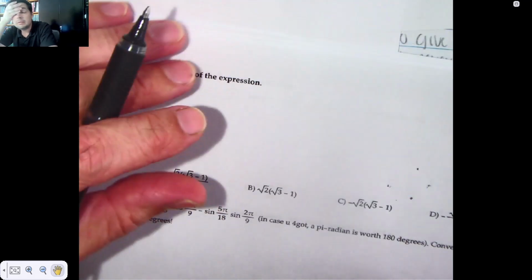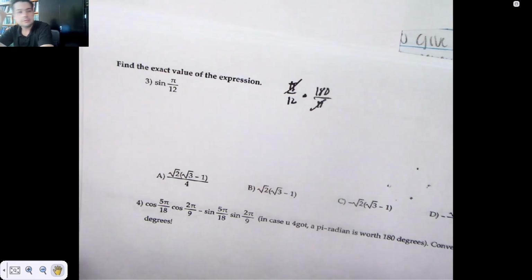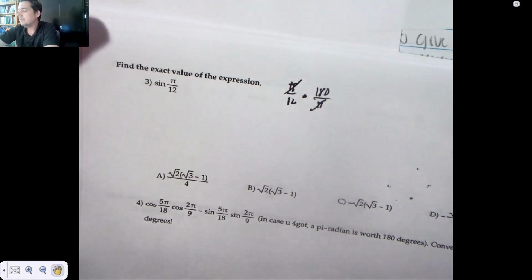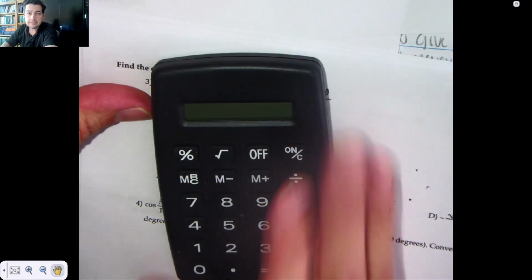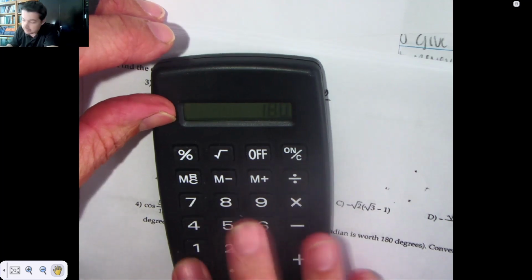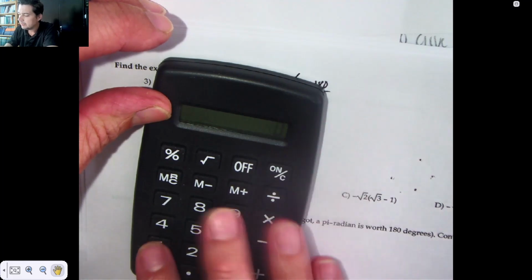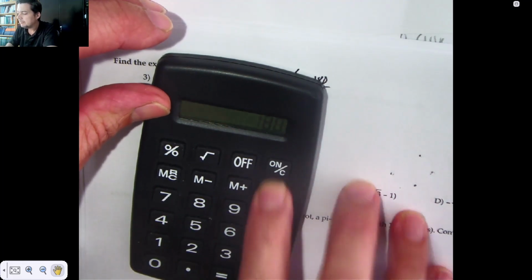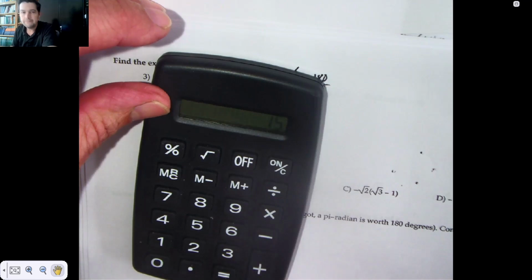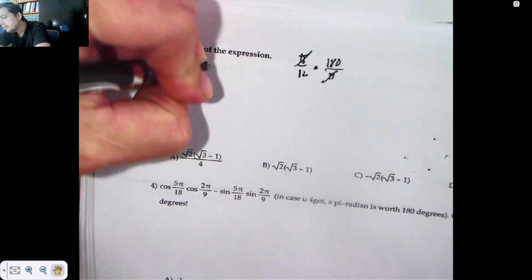Sine of pi over 12, what you should probably do is convert that into degrees. Take pi over 12, you multiply it by 180 over pi, the pi's cancel, and if for some unknown reason you can't figure out what 180 over 12 is, you do have access to these little calculators. You can type in 180 divided by 12, and you get, whoops, try that again, 180 divided by 12 is 15. I know it's kind of hard to see. Anyways, you're actually finding the sine of 15 degrees.